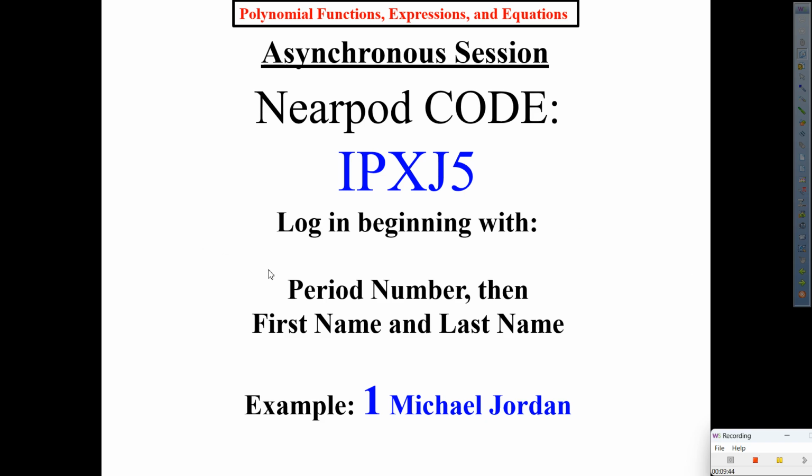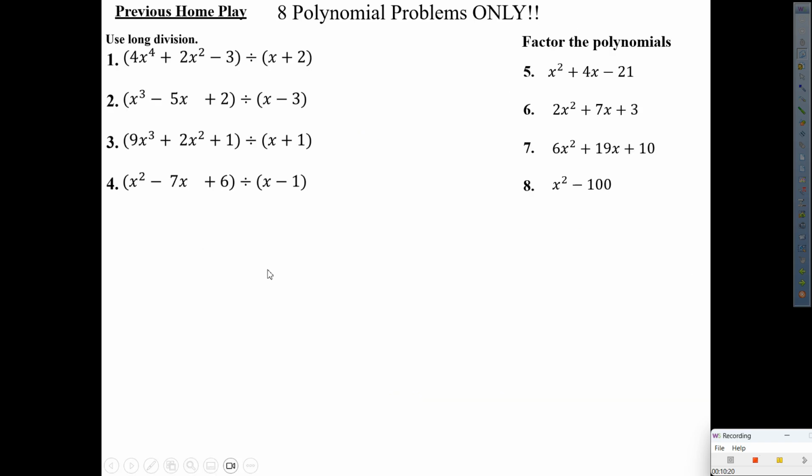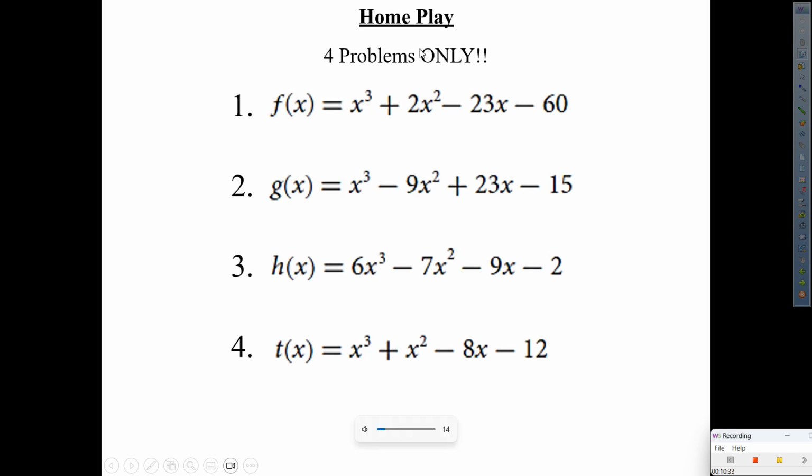Anyways, with that said, last night's home plate, go to Canvas, turn that in, please. It's only 8 problems. 4 of them were synthetic division. 4 of them were factoring. Tonight's home plate, there it is.